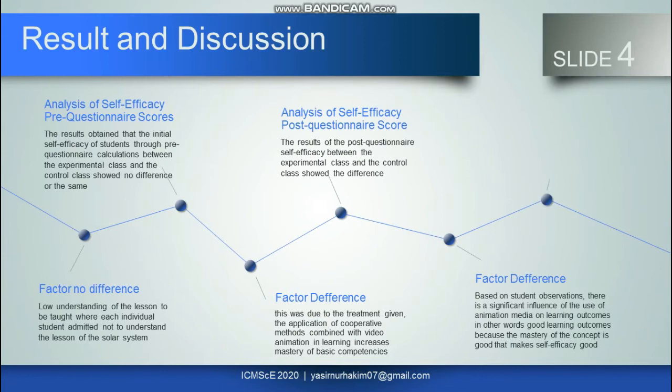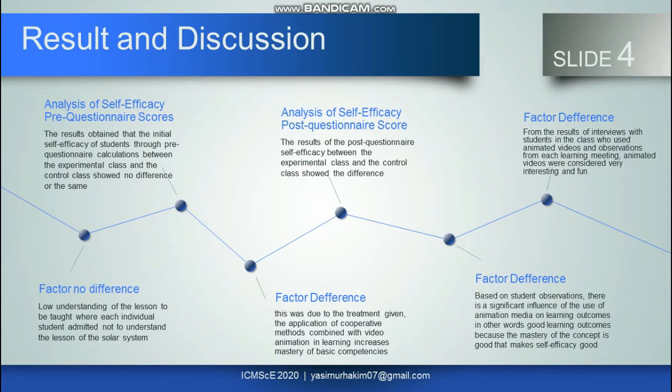Result and discussion. Analysis of the self-efficacy pre-questionnaire score. The result obtained for the initial self-efficacy of students through pre-questionnaire calculation between the experimental class and the control class showed no difference, or the same. Factor: no difference. Low understanding of the lesson to be taught, where each individual student admitted not to understand the lesson of the solar system.